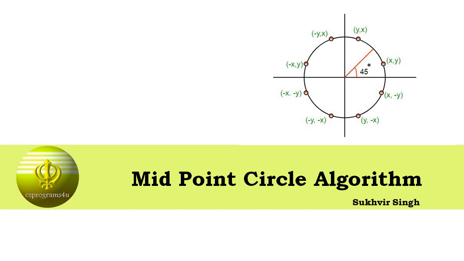Students, in this video I am going to discuss the midpoint circle algorithm. I have already discussed this content in previous videos, that is, the meaning of a circle and the basics of the midpoint circle algorithm. As the diagram indicates, the circle is divided into 8 equal parts. These parts are known as octants, and every octant is placed at an angle of 45 degrees.